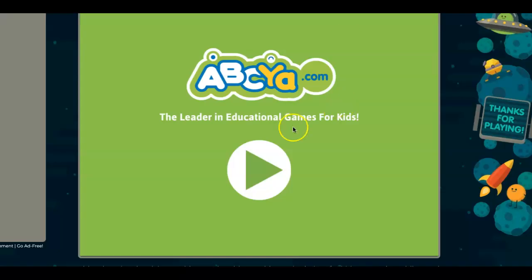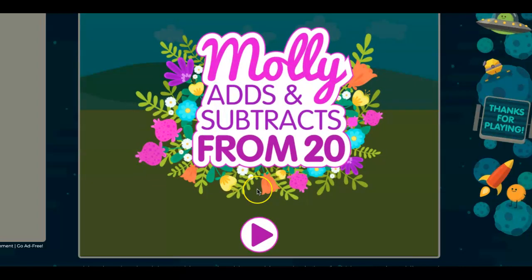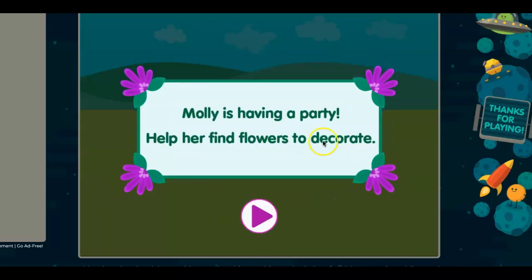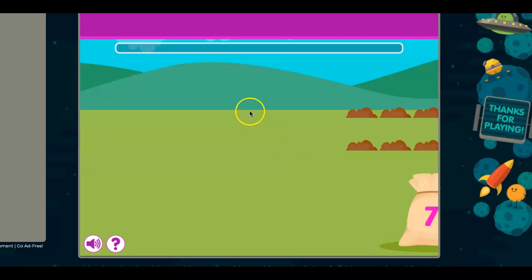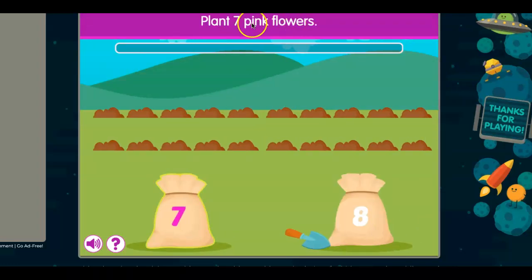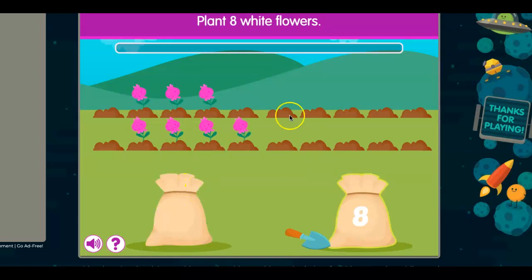I would have them go on to ABC, yeah. Molly adds and subtracts. And this is Molly adds and subtracts from 20. So Molly is having a party. Help her find flowers to decorate. Plant 7 pink flowers. So they would pick the flowers. Seven, and then 8 white flowers.